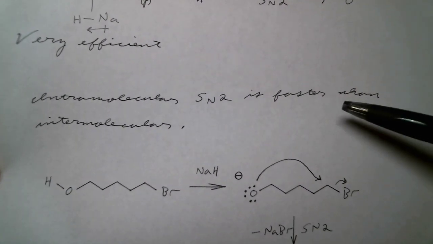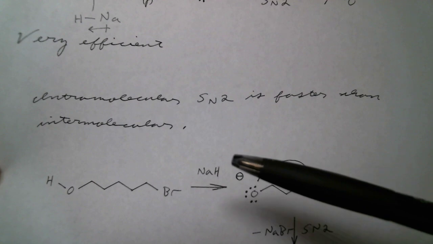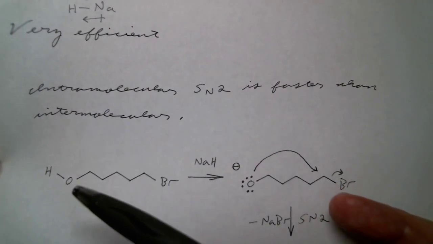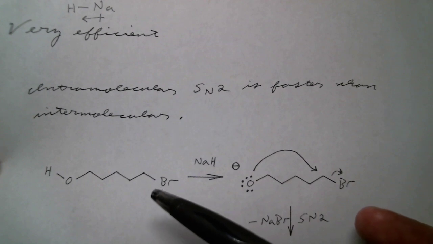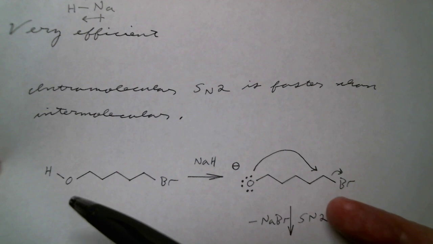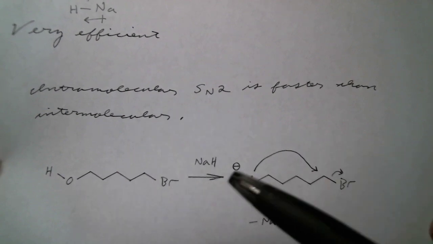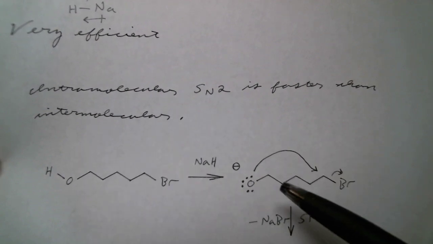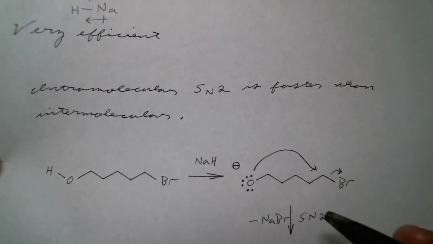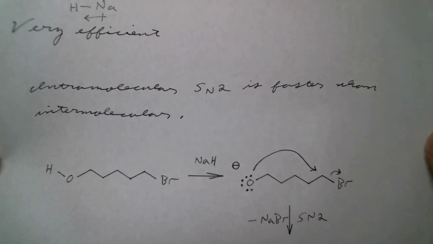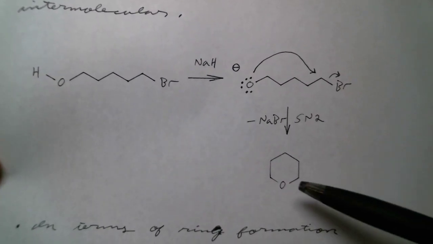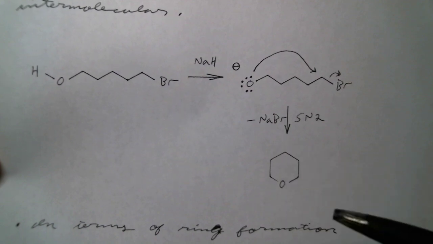Intramolecular SN2 is faster than intermolecular SN2. So if we have a molecule that has both a hydroxyl group and a good leaving group on it, we could throw in sodium hydride, deprotonate that hydroxyl group, and instead of that alkoxide attacking another molecule, it will just swing shut faster to give us an intramolecular SN2 reaction. In this case, it gave us this 6-membered cyclic ether.